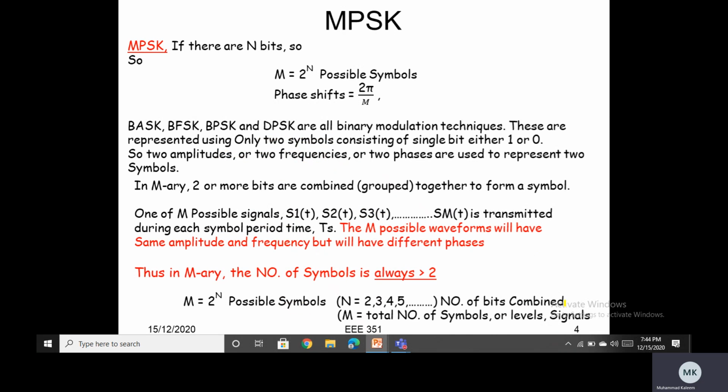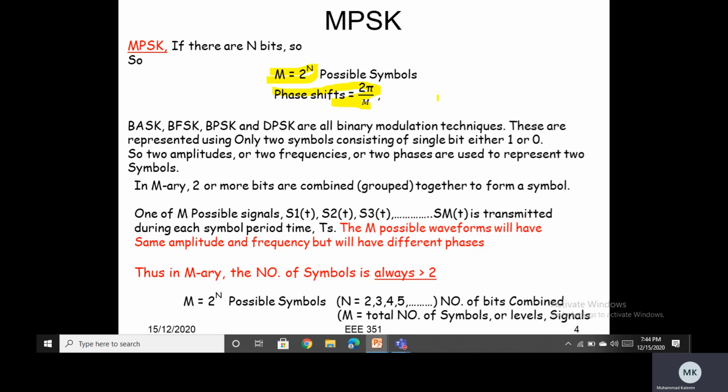Now MPSK, which stands for multi-phase shift keying, there are n bits, so we have two things to work out: how to find the value of M using this simple formula. M depends on how many bits there were, and from that you get the number of symbols that will be used to represent the binary data, and the phase shift between these symbols can be calculated by this simple formula, 2 pi by M.